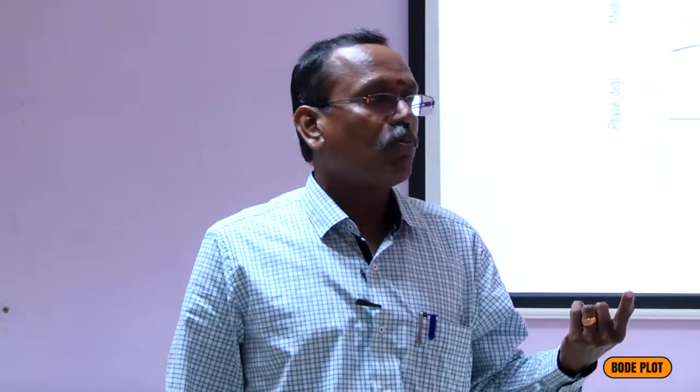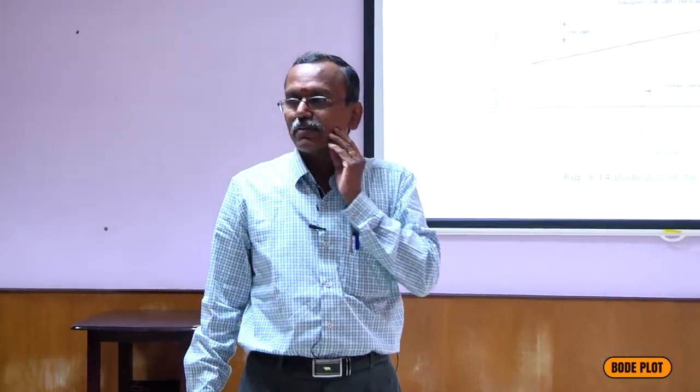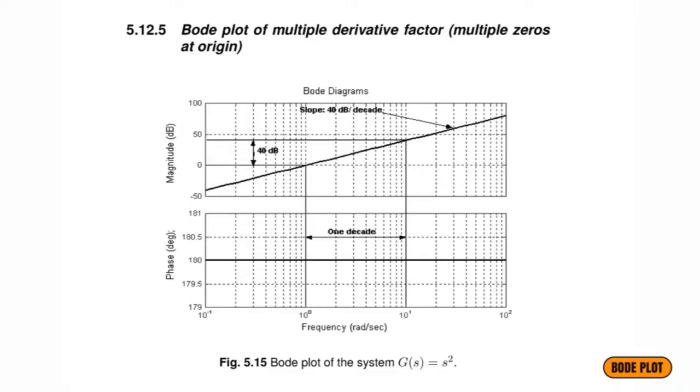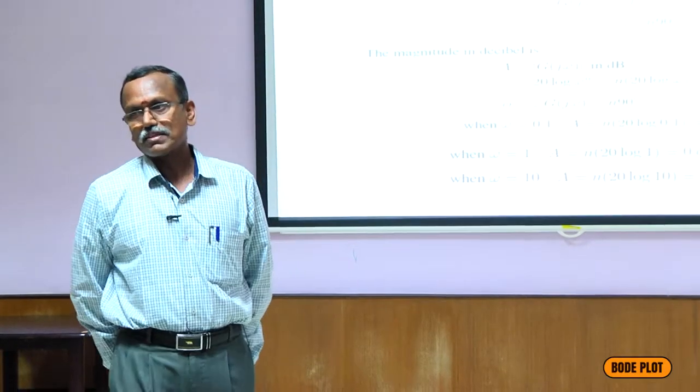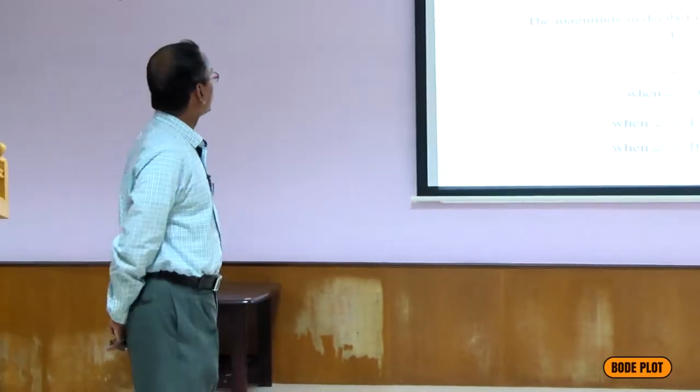If multiple zeros are there, instead of s square or s cube or s power n, let us take s multiplied by s. So, omega square, 2 omega. The slope will be 40 dB per decade. The angle will be plus 180. Okay. Now, we have seen frequency domain specifications and how to draw the Bode plot for each factor. Now, let us continue with it.